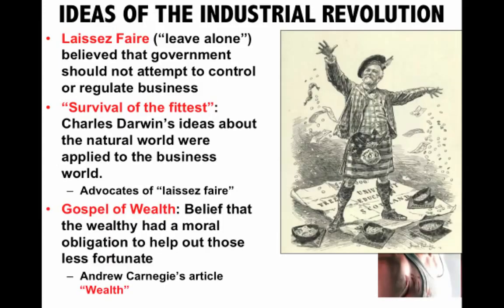There were other ideas, for example, the gospel of wealth. There was a belief that the wealthy had a moral obligation to help out those who were less fortunate, and Andrew Carnegie advocated in the famous article called Wealth that the rich have a moral obligation to make it rain, to donate to those individuals in need by donating to charity and hospitals and public libraries and so on. And Carnegie is going to donate huge amounts of money to those different causes.